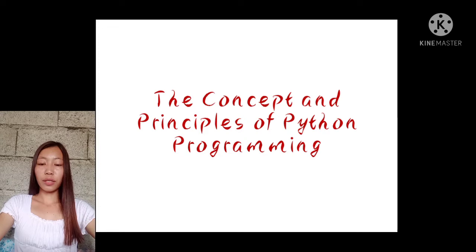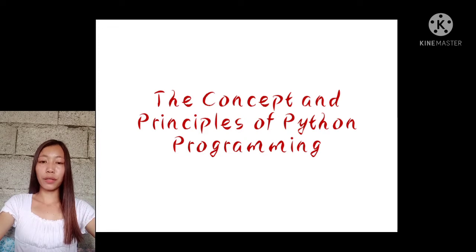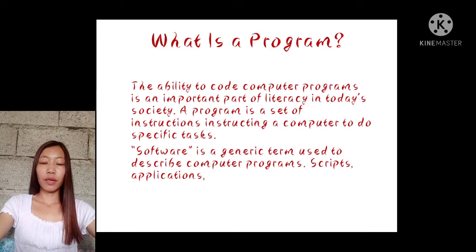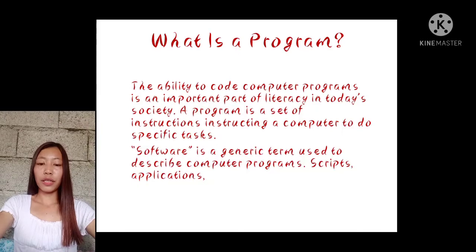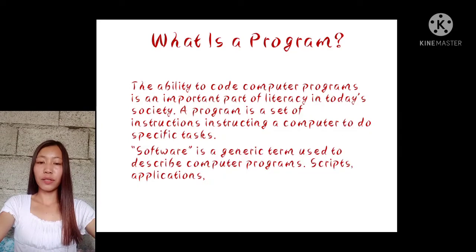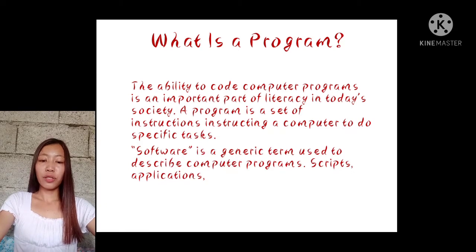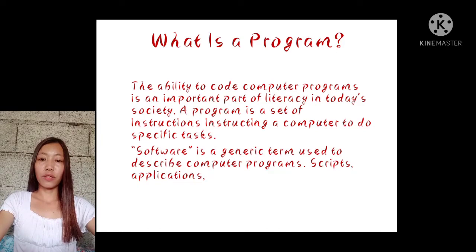So we discussed the concept and principles of Python programming. What is a program? The ability to code computer programs is an important part of literacy in today's society. A program is a set of instructions instructing a computer to do a specific task. Software is a generic term used to describe computer programs, scripts, and applications.